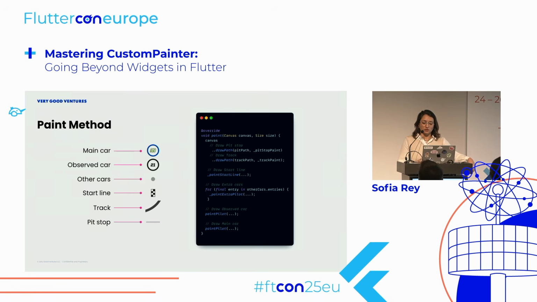And as we know, this is the order of the layers. Then we will know that if the main car has to be on top of everything, it's going to be the last thing we draw. And if the pit stop is in the background, it's going to be the first thing. So we can see that we do canvas.drawPath for the pit stop, then the track. Then we paint the start line. And then we iterate over the other cars to paint all the gray dots. And then we call paint pilot for the observer card and the main car.